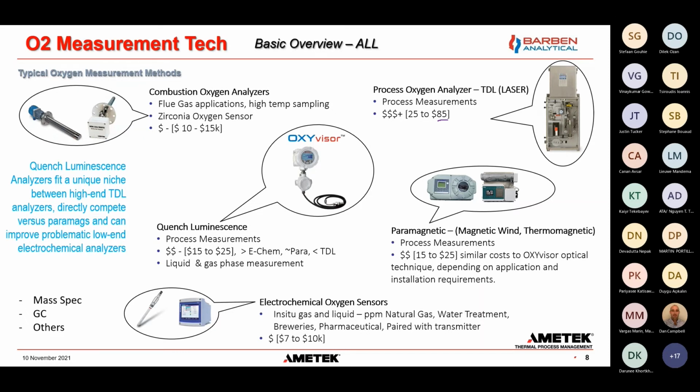I didn't add some of these because the mass spec and the GC are not devices that you get just to measure oxygen on its own. They can be used to measure oxygen, but generally people aren't going to go get a GC to measure oxygen. They'll have a GC for other reasons and then measure oxygen, but not a single point by itself.